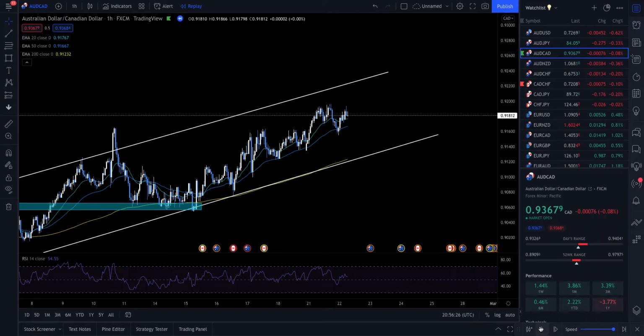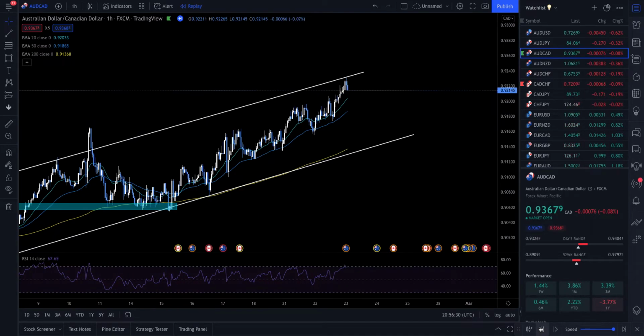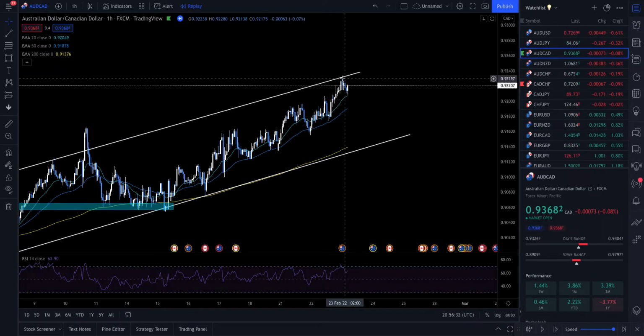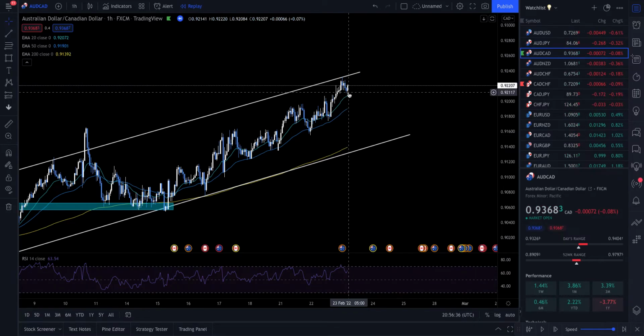So if we keep clicking play, we can watch how price plays out, and slowly but surely we do get a touch of the top of the channel, which this time you'd be looking to sell from to capitalize on the next move down.